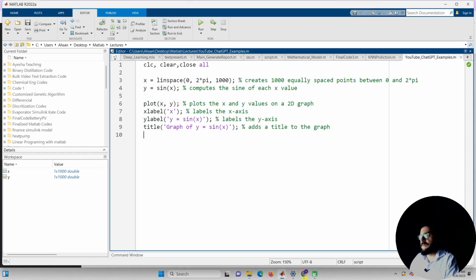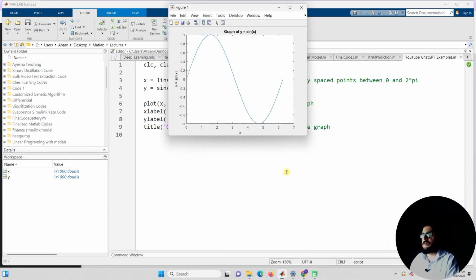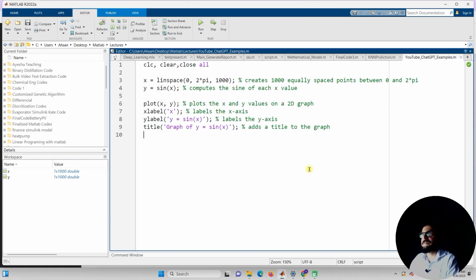If we look at this plot, there are values of x and then all values of y is equal to sine x. It also labeled the x and y axes by itself. We haven't asked it, but it understood we are trying to generate a sine plot between x and y, so it also labels those axes. That is quite amazing. If we break down this code here, it uses linspace 0 to 2 pi into 1000.